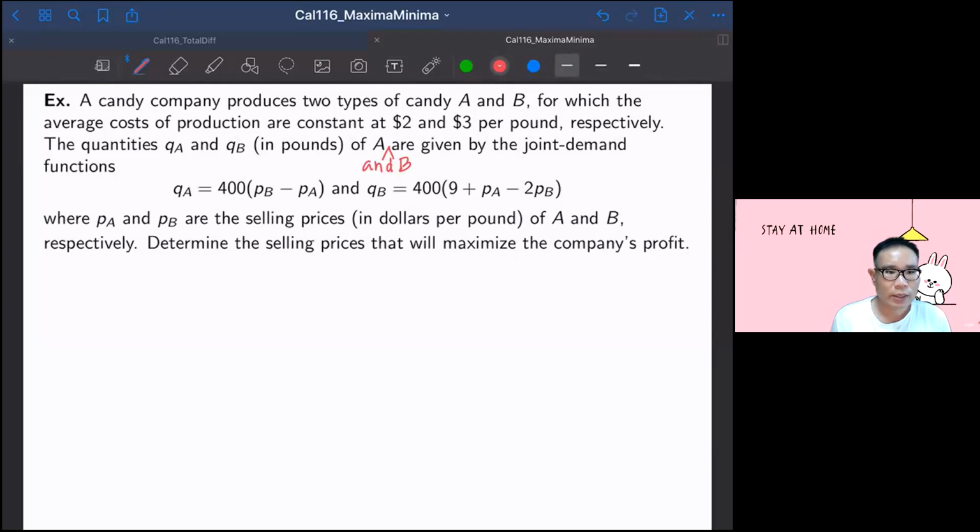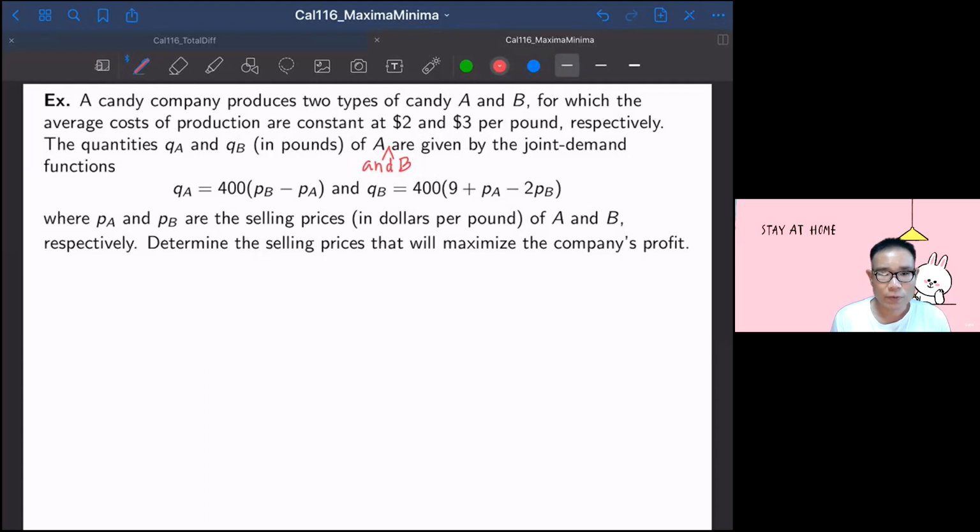And you have QA and QB, the quantity for candy A and candy B respectively, given by QA equal to 400 times (PB minus PA) and QB equal to 400 times (9 plus PA minus 2 PB), where PA and PB are the selling prices of candy A and B. Okay, so we'd like to determine the selling prices that will maximize the company profit.